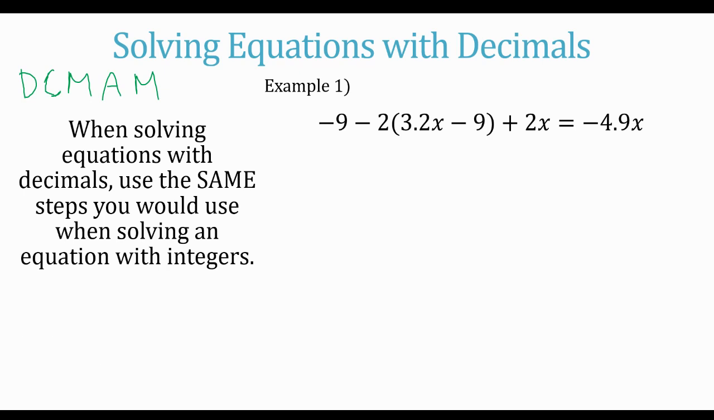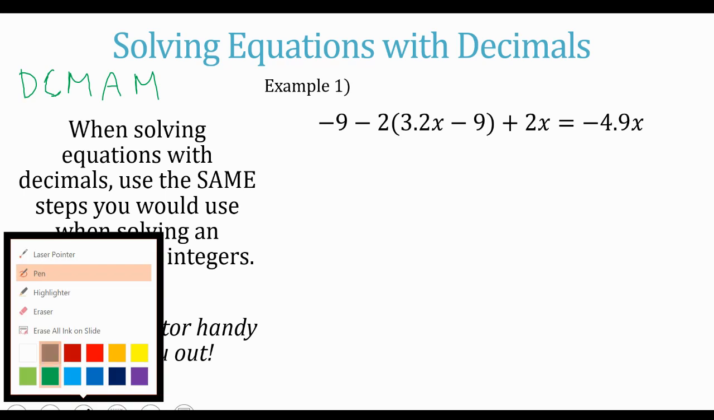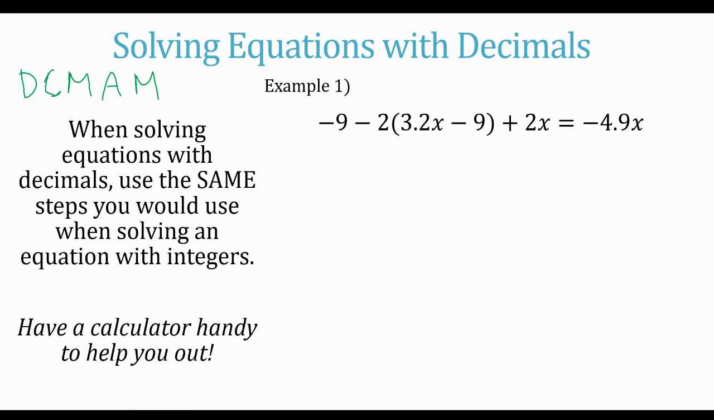So one extra thing that you should have is a calculator handy to help you out. It might be a while since you've worked with decimals, and it can be a little easier when you have that calculator handy to help you out with either multiplying or dividing them. Hopefully addition and subtraction shouldn't be too tough. But yeah, I would have a calculator handy. So we're going to start by drawing our train tracks.